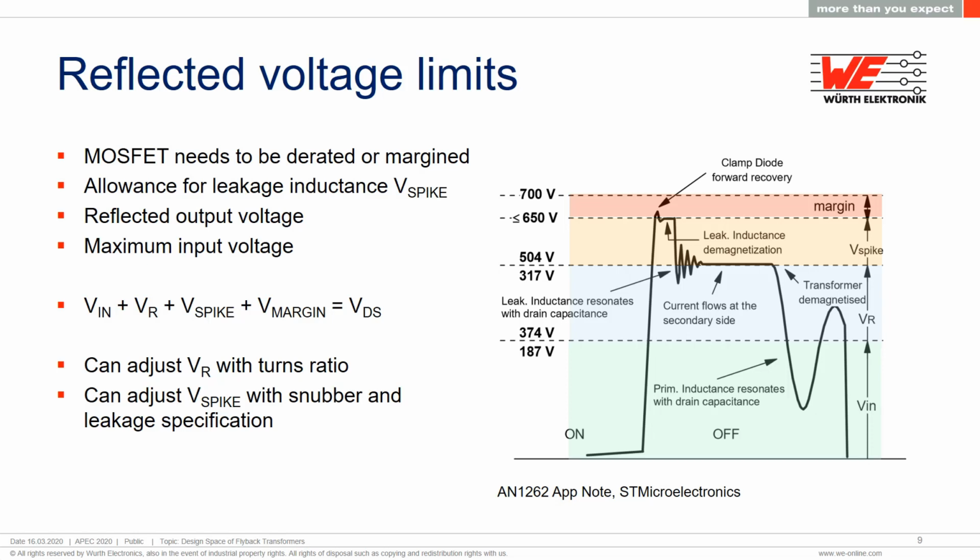Assuming the MOSFET voltage is fixed, the two things you can adjust are the turns ratio, which will adjust the reflected voltage, and to a lesser degree, the leakage inductance. You have the option of a voltage clamp or snubber that can also provide some control here as well.